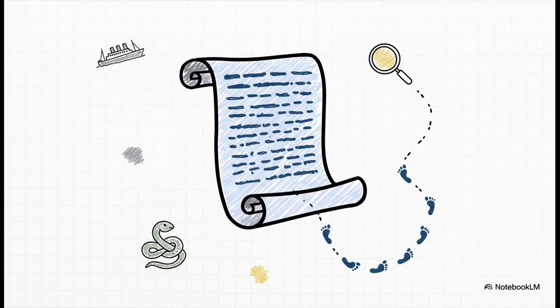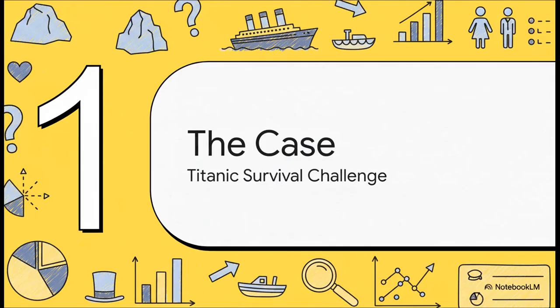Well, our guide on this adventure is a pretty simple Python script. We're going to walk through its logic step by step to see exactly how a computer can learn lessons from one of history's most famous disasters. All right, let's think of this like a detective story. The case file is called the Titanic Survival Challenge. The central mystery? Who lived and who died. And our detective, well, it's not a person at all, it's a machine learning model.